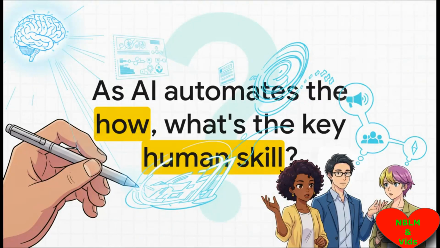And all of this leaves us with a really fascinating final thought. As AI gets better and better at automating the how to design a slide, how to structure a summary, how to visualize data, what does that mean for us? Maybe the most important human skill becomes defining the why. Why this message? For who? And for what purpose? Definitely something to think about.